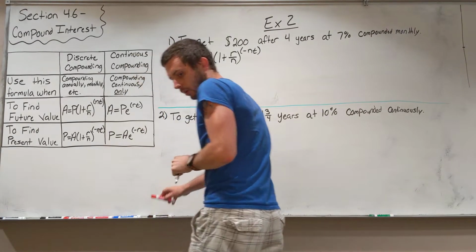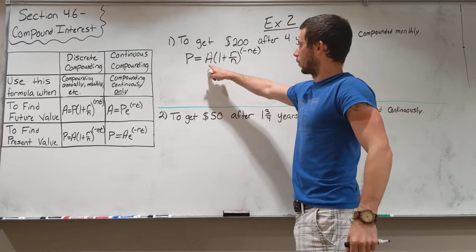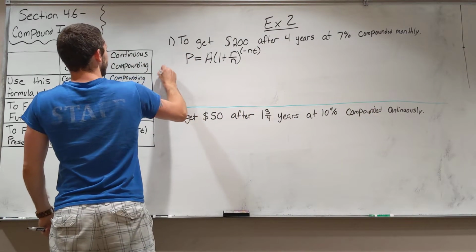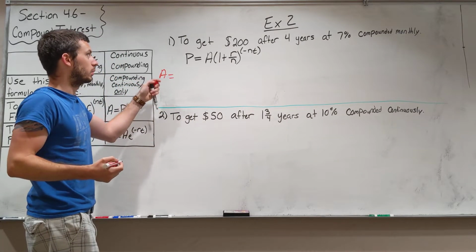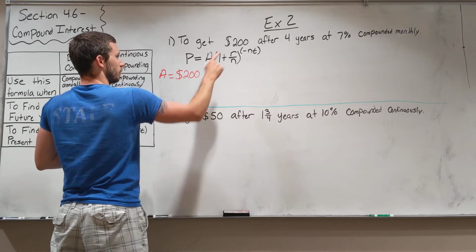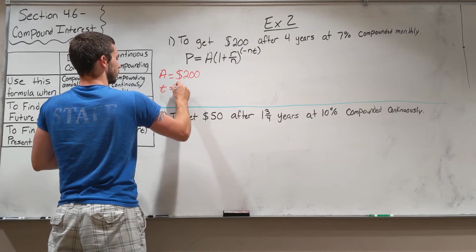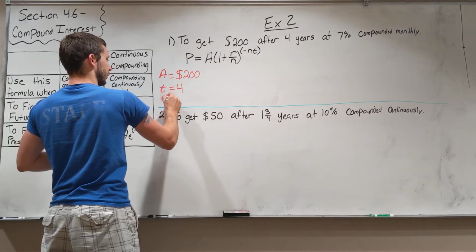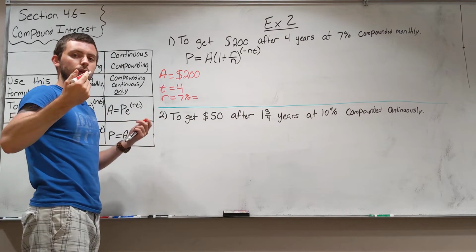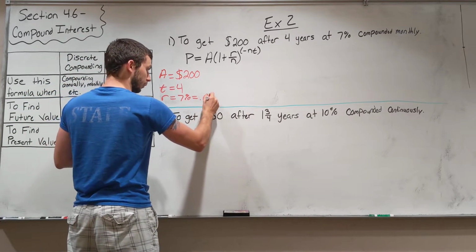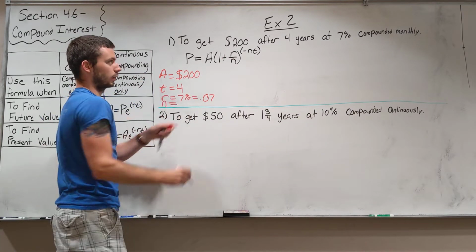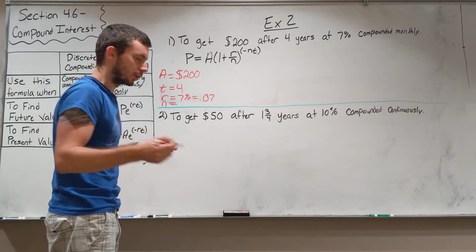But anyways, so from here we can go ahead and solve for A, R, N, and T. So the A in this problem, remember A is future value. To get $200, that would be the future value in this problem. 4 years, that would be time. 7%, that would be the rate, but we do have to rewrite it as a decimal, which would be 0.07. And compound monthly, so remember monthly is 12, there's 12 months in a year.